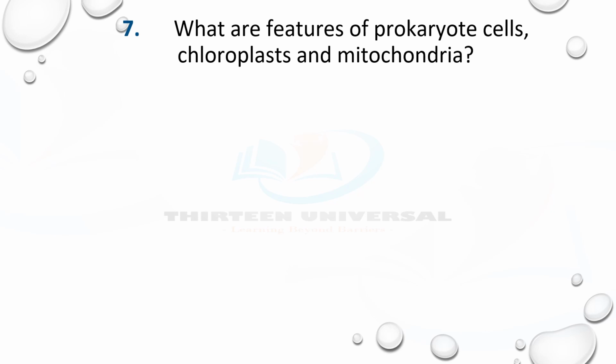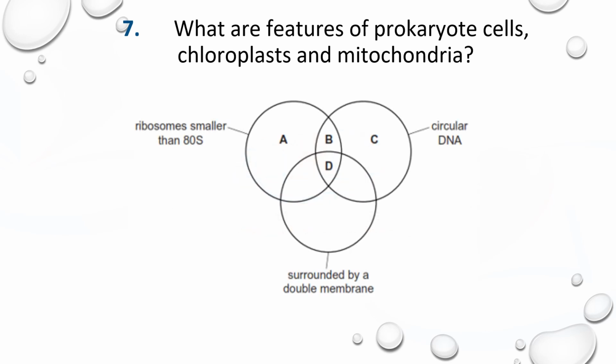Chloroplast and mitochondria. Okay, let's look at it. Yeah, this is very important. The first one says circular DNA. They all have circular DNA surrounded by a double membrane. Well, only chloroplast and mitochondria are surrounded by a double membrane. So this is not part of it. Ribosomes smaller than 80S. That's the 70S ribosome. Yeah, all three of them have 70S ribosomes. So they have both of these, and the intercept is B. So B is the answer.